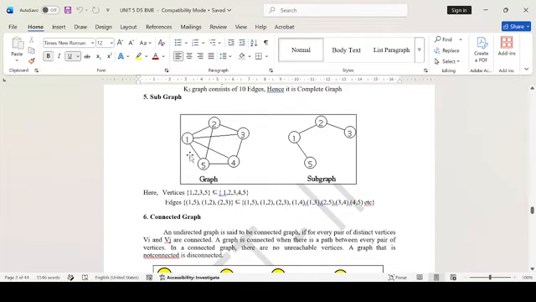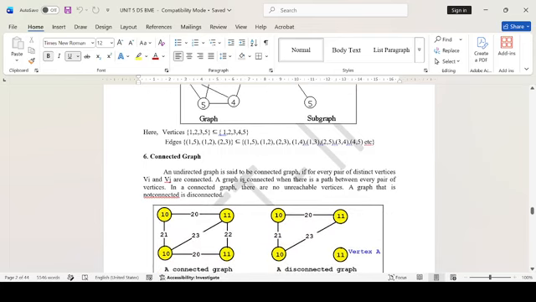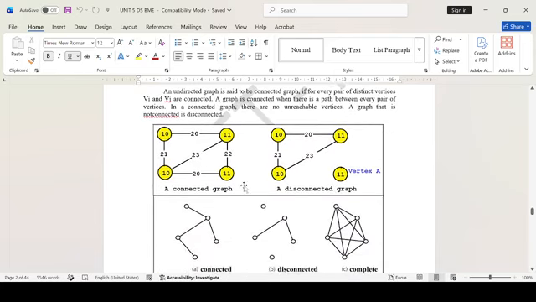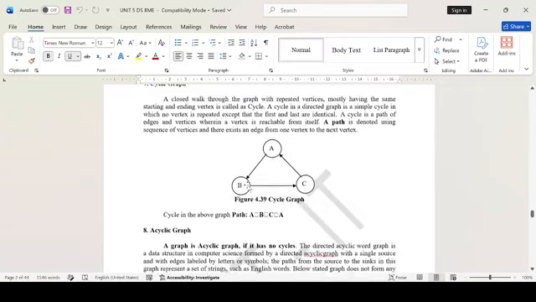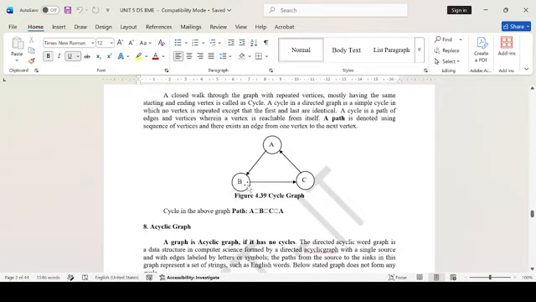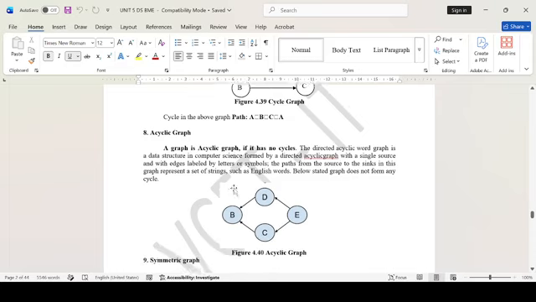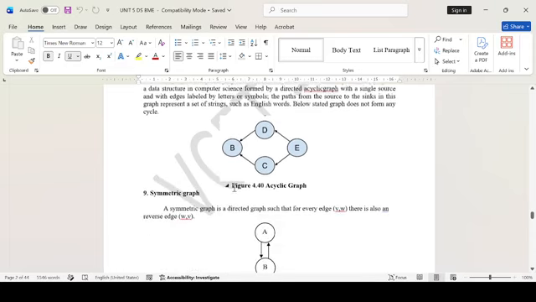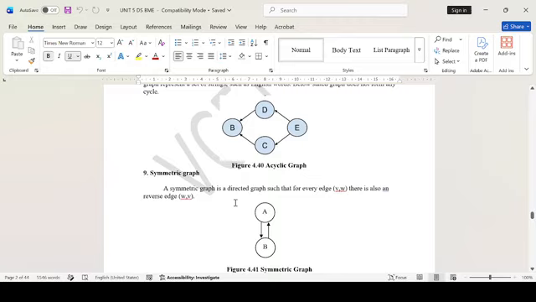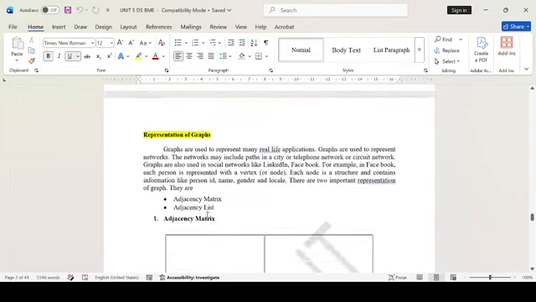Subgraph. If we derive a graph from another graph, that is called a subgraph. Connected graph. Connected graph means each and every vertex should be connected with each other. Cyclic graph. If a graph has a cycle, that is, a path which forms a cycle, it is called a cyclic graph. Acyclic graph means a graph which has no cycles. Symmetric graph is a directed graph such that for every edge there is also a reverse edge.